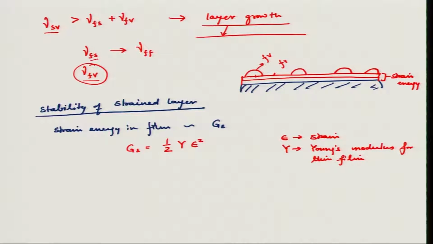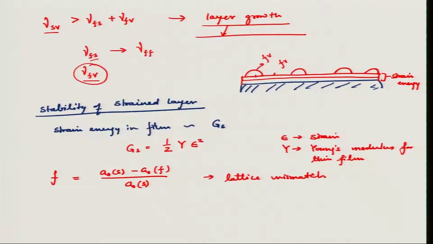Suppose I had a mismatch between the substrate and thin film, f, which is equal to a0 of substrate minus a0 of thin film divided by a0 of substrate. This is the lattice mismatch, and this lattice mismatch is due to the difference in their lattice parameter for an epitaxial growth.